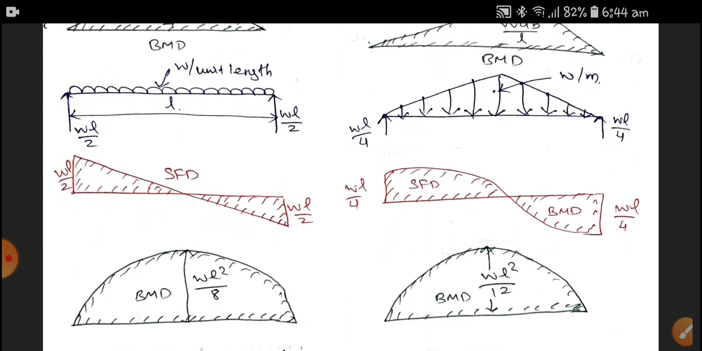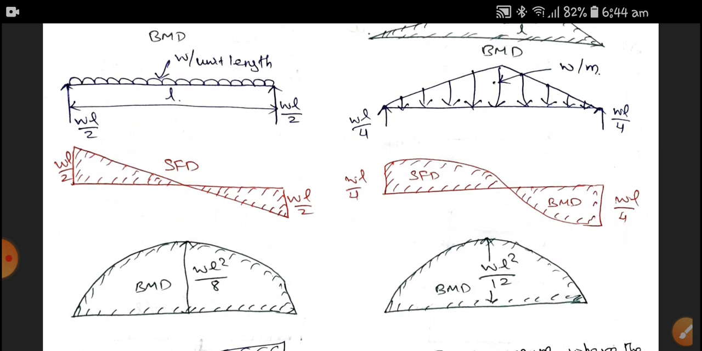Whereas if the simply supported beam has a uniformly distributed load over the length, the shear force diagram is two right angle triangles. One is in the positive sign and the other one is in the negative sign. If the shear force diagram is a triangle, then the bending moment diagram is a parabola. This is not a circle, this is a parabola.